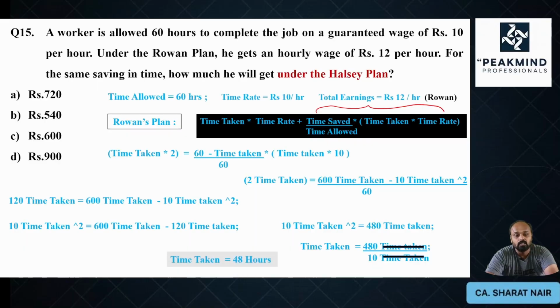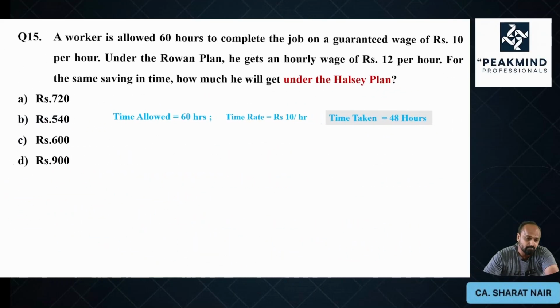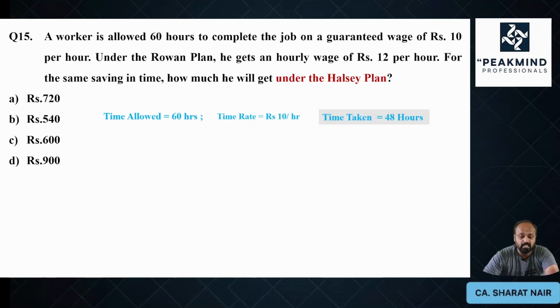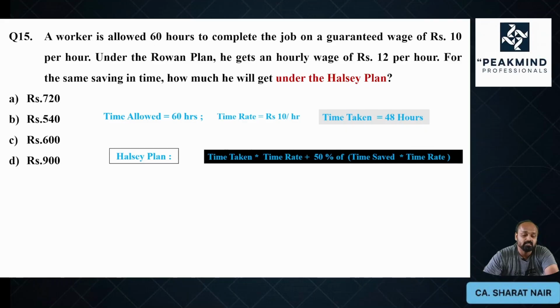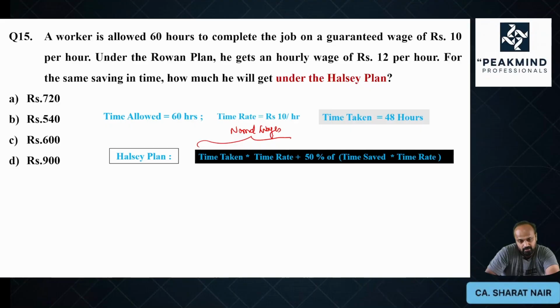So here the correct answer is yet to be found, because now I have only computed time taken, which is 48 hours. Continuing further, with the given information and the calculated time taken, let's proceed under Halsey plan. Halsey plan means time taken into time rate plus how much time the worker has saved, to that 50%, which is a fixed element, will be given as bonus. So again, under Halsey plan, this is your normal wage, and this particular portion is only the bonus element.